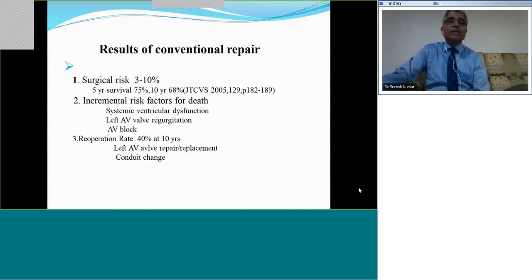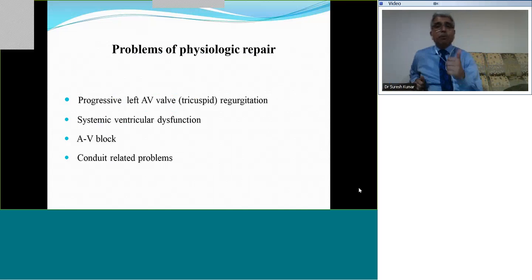Other than the survival, you are looking at the reoperation rate. This could be as high as 40% at 10 years. One, because of problems related to the left AV valve, and second, conduit change. And the problems of physiologic repair would be progressive left AV valve regurgitation, systemic ventricular dysfunction, the systemic ventricle is RV, and AV block, not exactly because of the physiologic repair, but if you're closing a VSD or by the natural history, it can occur. And once there is a conduit, that conduit is going to degenerate.